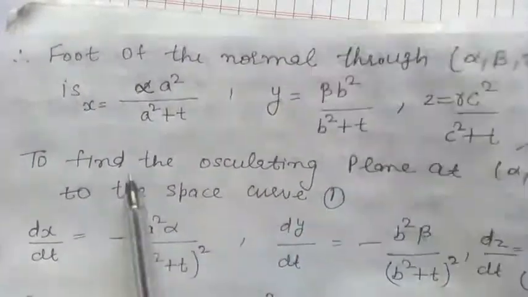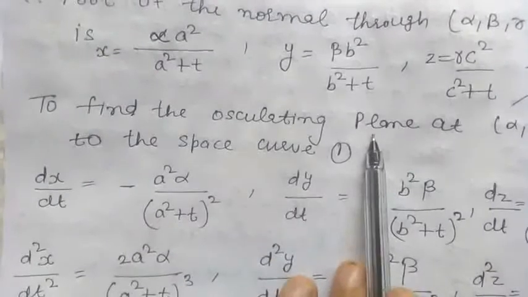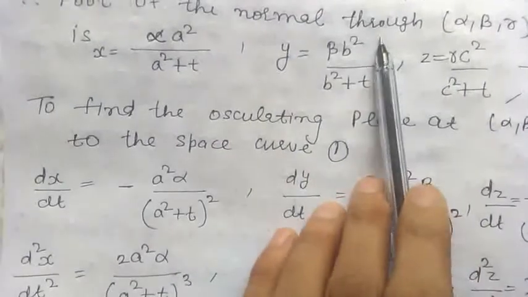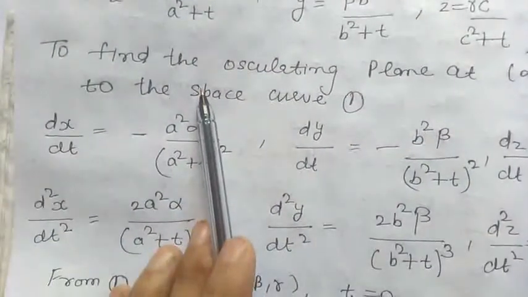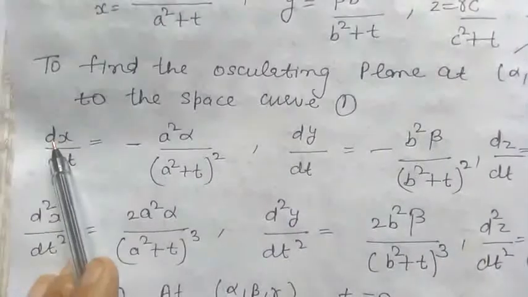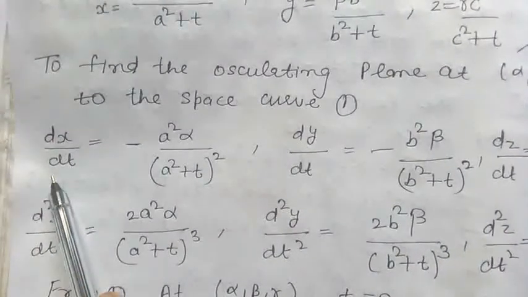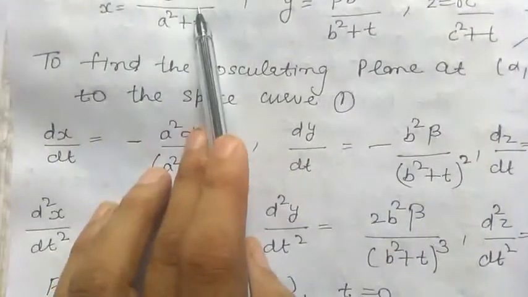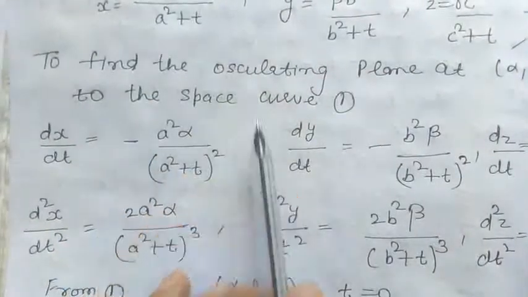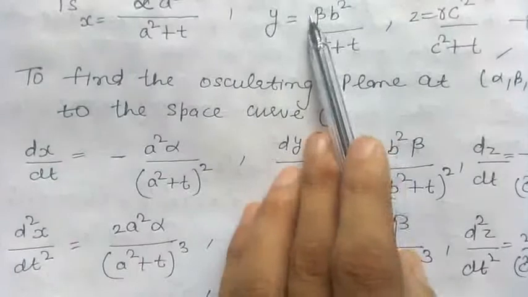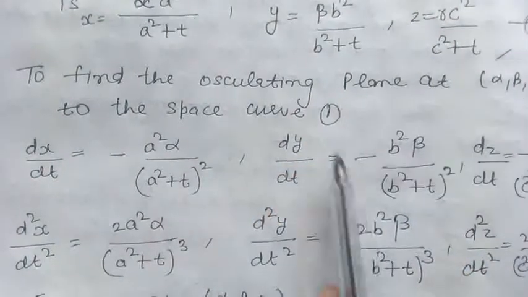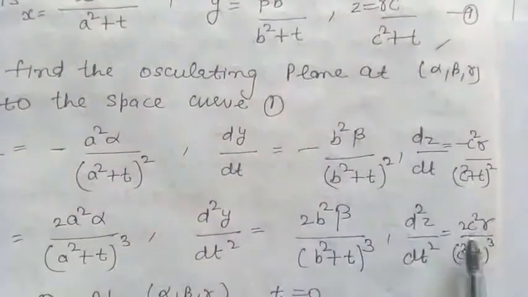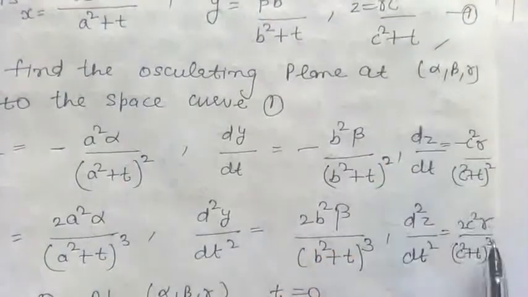Now we are required to find the equation of the osculating plane at the point (alpha, beta, gamma) to the space curve 1. So in order to find the osculating plane, as we already know, we are to find all the first and second order derivatives of x, y, z. So let us find dx by dt. Here alpha a square is constant, so we will do the derivative of 1 upon a square plus t. In the same way here beta b square is constant, we will do the derivative of 1 upon b square plus t, and for dz by dt, here c square gamma is constant, so we will do the derivative of 1 upon c square plus t.